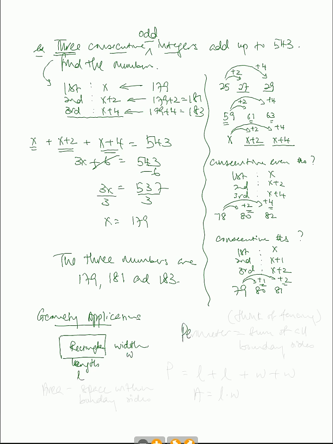Now you need to know what is perimeter. Perimeter is referring to the sum of all boundary sides. So in this case, the perimeter of the rectangle is going to be the length plus the length, because there's two of them, and then plus the width plus the width. So basically you have to add on both sides. That's called perimeter. Now the other thing you need to know is the area. So area is really the space within the boundary sides.